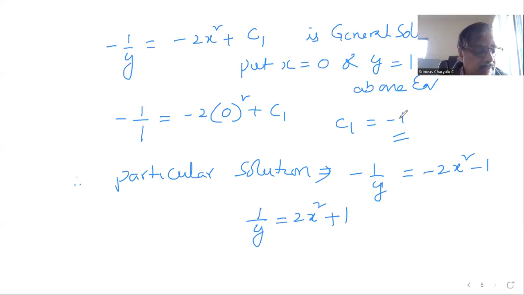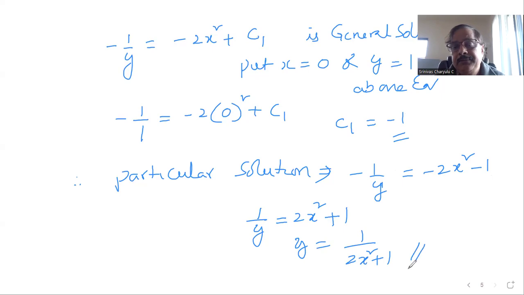C1 is equal to minus 1, correct? Yes, particular solution minus 1 by y is equal to minus 2x square minus 1. So y is equal to 1 by 2x square plus 1. Just the c1 value got minus 1 here. Then multiplying all through by minus 1, you will get like this. Okay. Let us go to the next sum.